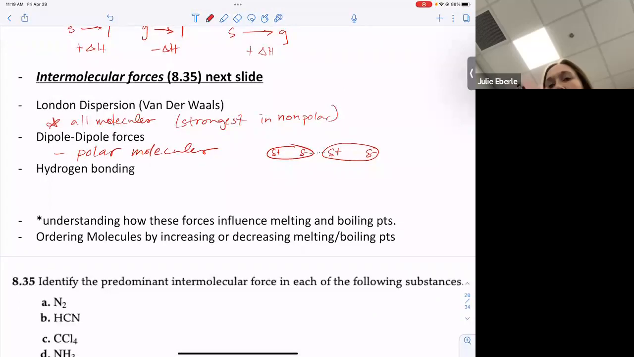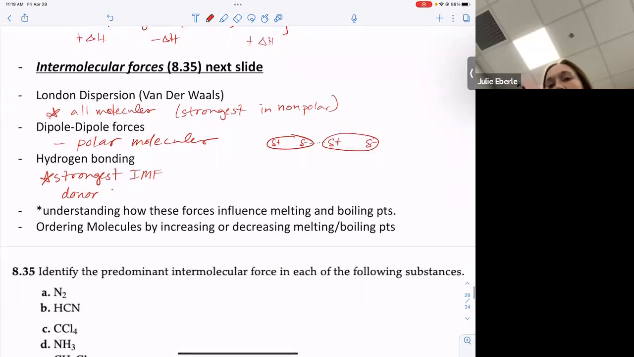Hydrogen bonding requires two things. This is the strongest intermolecular force that we talked about, and it requires a donor, which is a partially positively polarized hydrogen, and it requires an acceptor, which is the lone pair on an oxygen, or the lone pair on a nitrogen, or the lone pair on a fluorine.